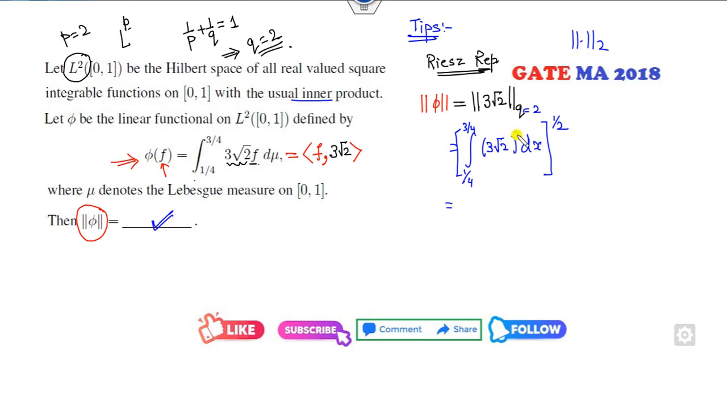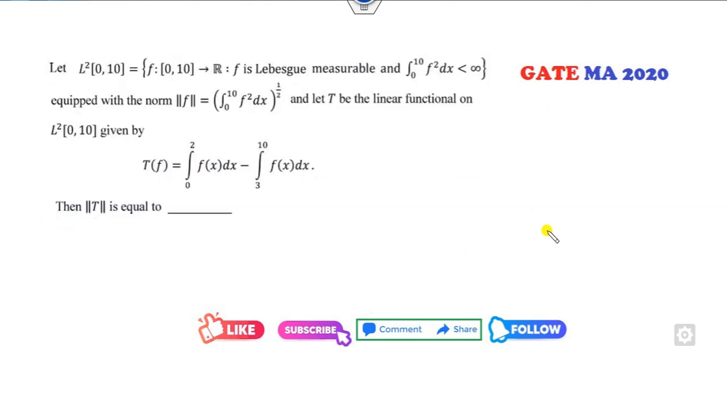Now you can see it's 9 to 18. Integration of the 18 is 3 by 4 minus 1 by 4, raised to power half. So it will be 1 over 2. It's 9, and the root of 9 is 3, which is the right answer of this problem. Always remember my shortcut tricks like here. Look at this another one.